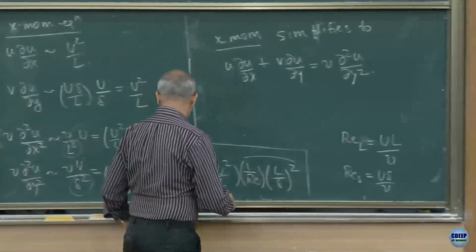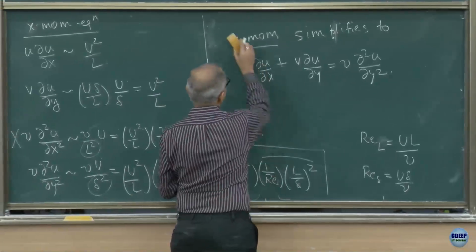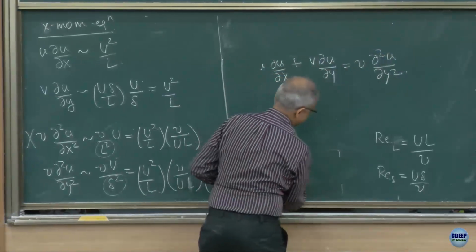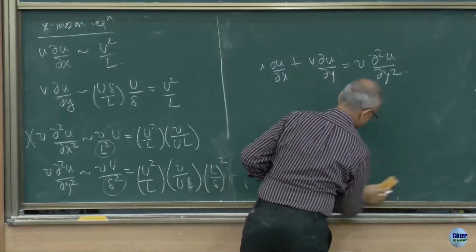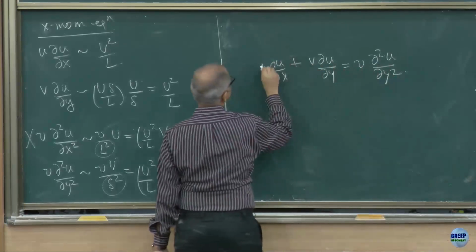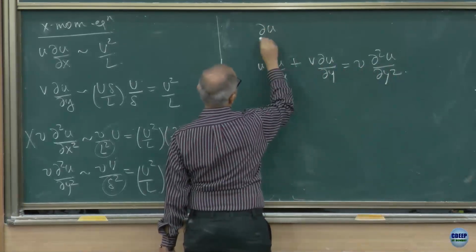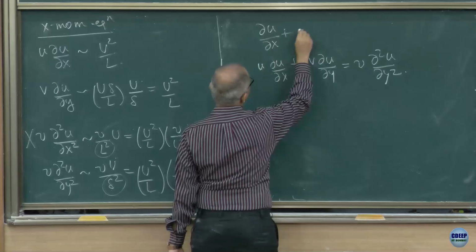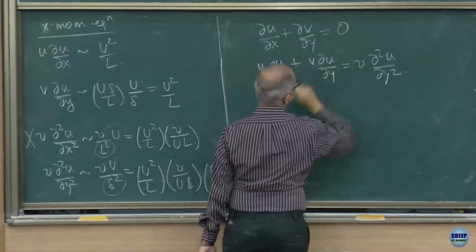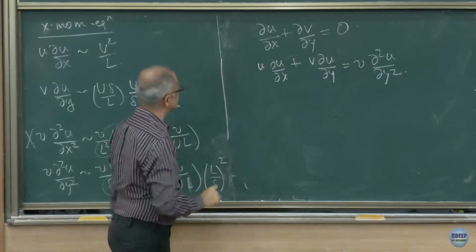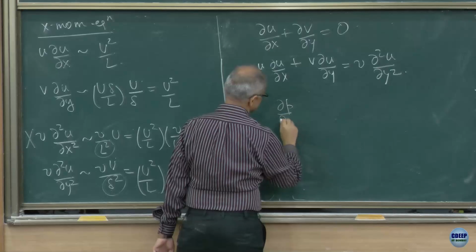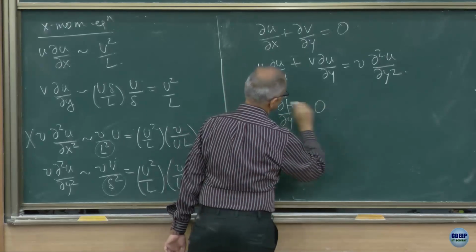So what is my complete set of equations if I have to write it down? We have our complete set of equations which are going to govern the flow of a boundary layer: dou u dou x plus dou v dou y is equal to 0. This is my continuity equation, this is my x momentum equation, and then the y momentum equation simply gives dou p dou y is equal to 0.